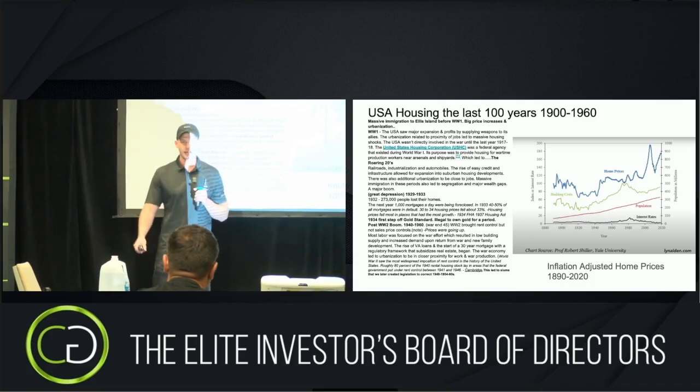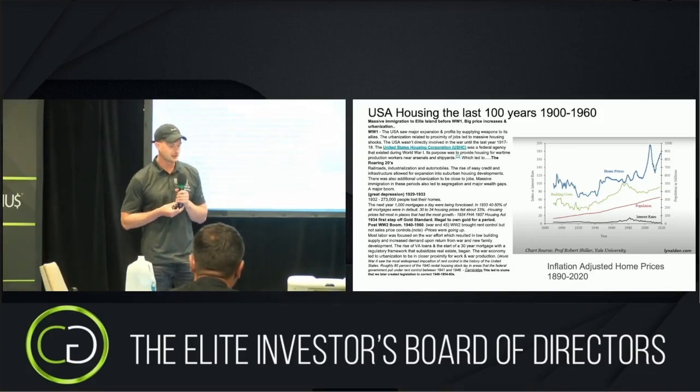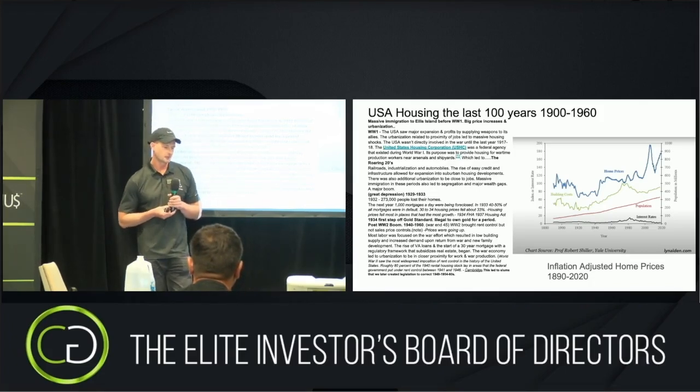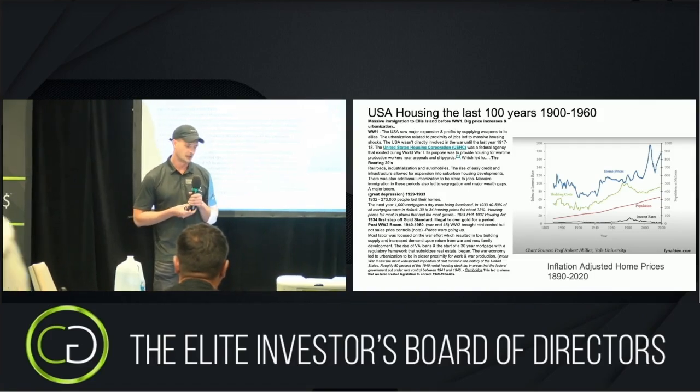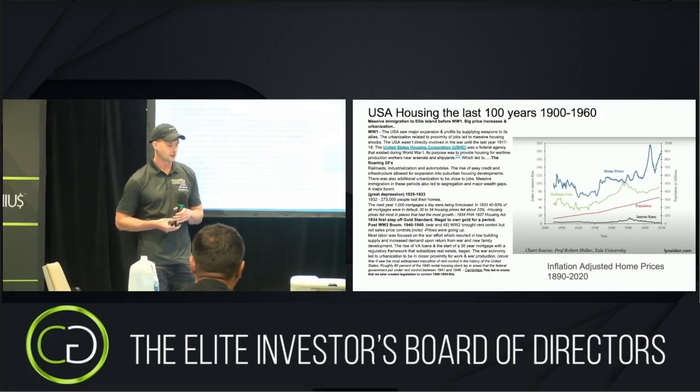So 1929 was the start of the Great Depression. In 1932, 273,000 people lost their homes. And the next year, 1,000 mortgages a day were being foreclosed. In 1933, 40 to 50% of all mortgages were in default. From 1930 to 1934, housing prices fell about 33%.